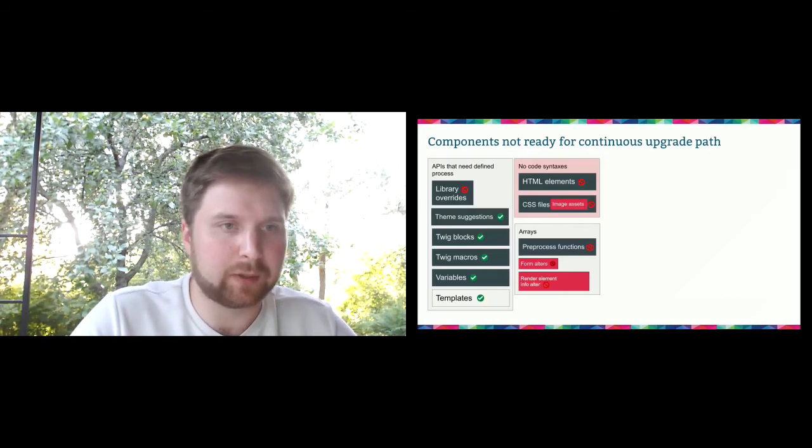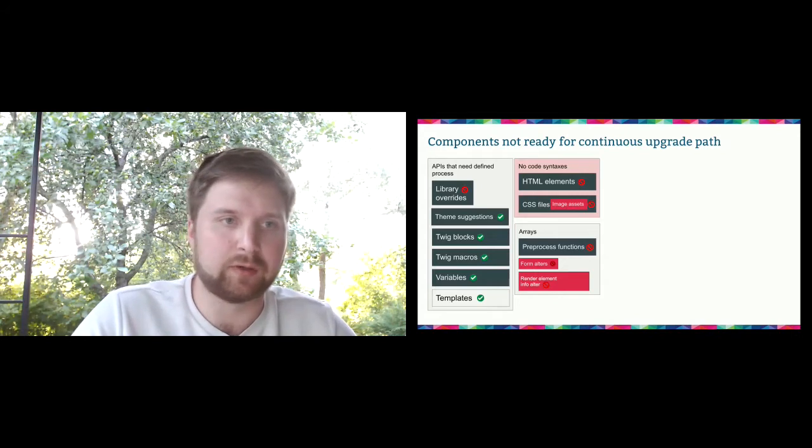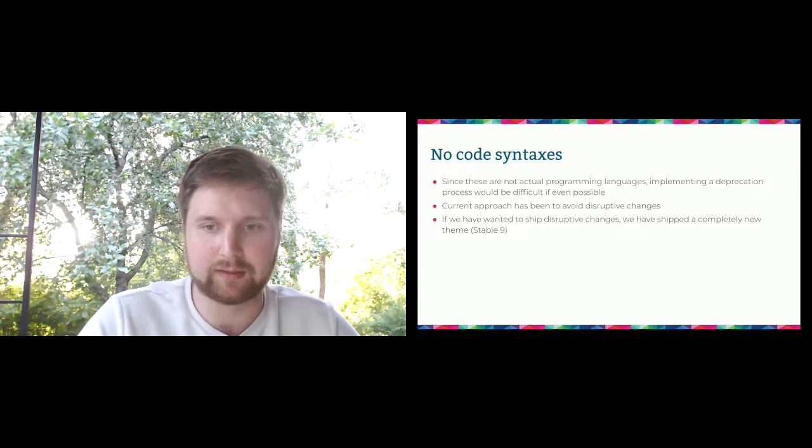So I'm going to mark the theme suggestions, Twig blocks, macros, variables, and templates as something that we have figured out a plan to mitigate and address. But for library overrides, I have to say that we probably don't have a good plan, at least yet.